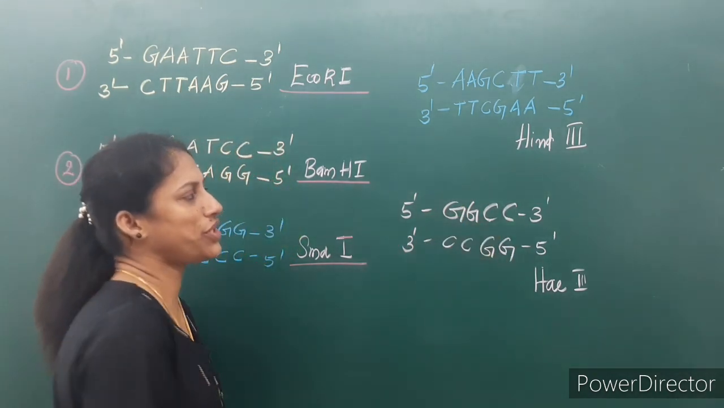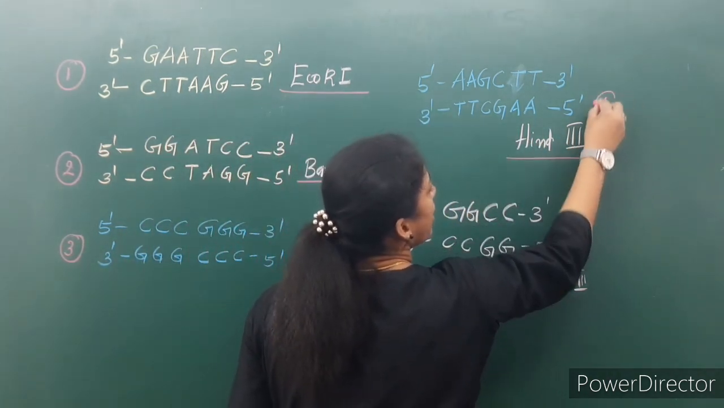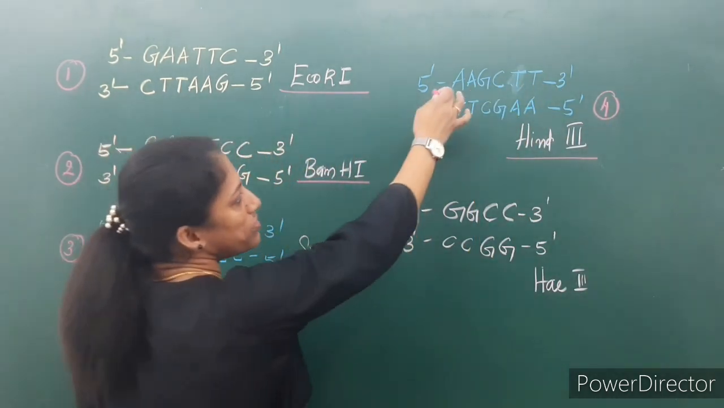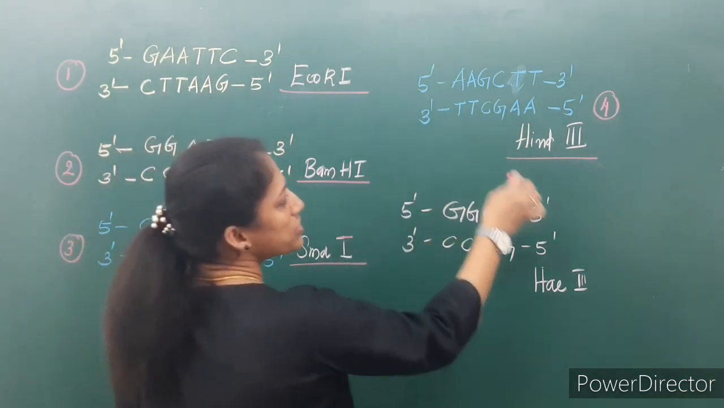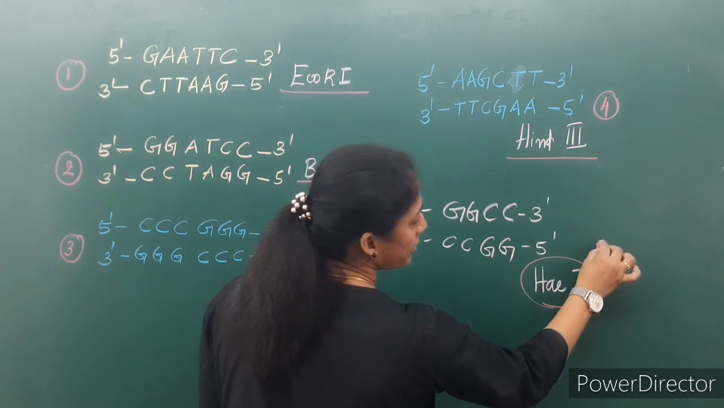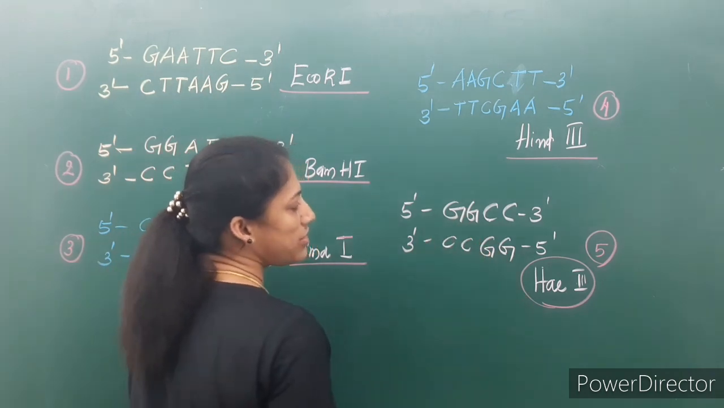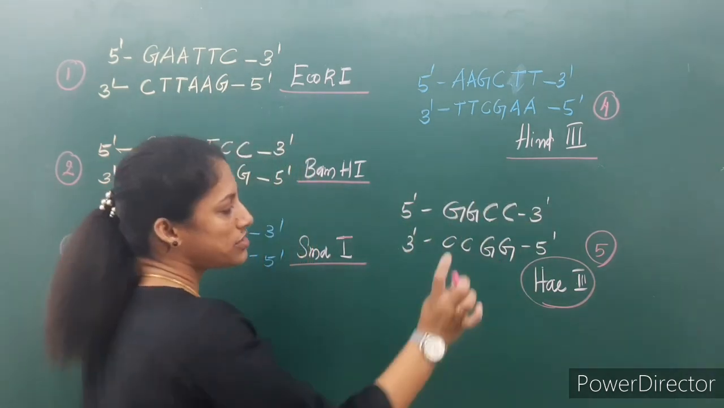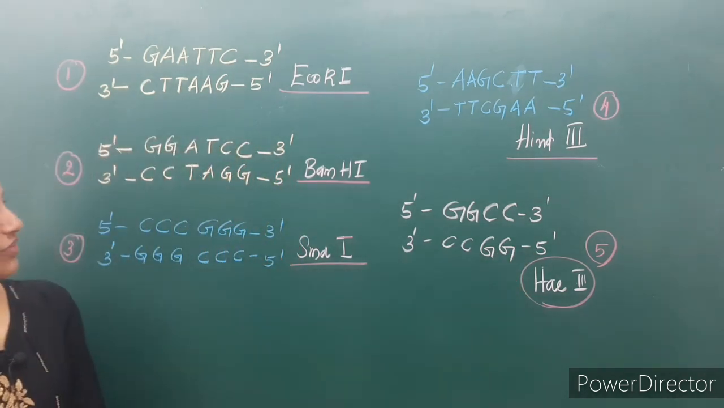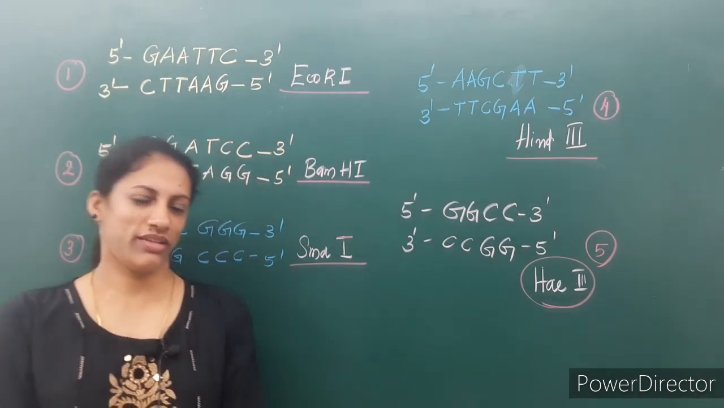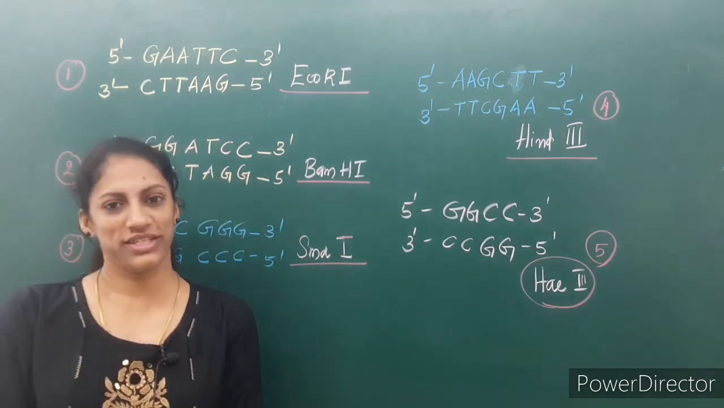The next enzyme is HindIII. It is cutting the DNA in this particular palindrome, AAGCTT. The last one, the fifth, is the enzyme HaeIII. It is cutting the DNA in this palindrome, GGCC. Easy to remember. First study the 3 simple ones, and since your textbook is giving that question, it may be asked in your board examination.